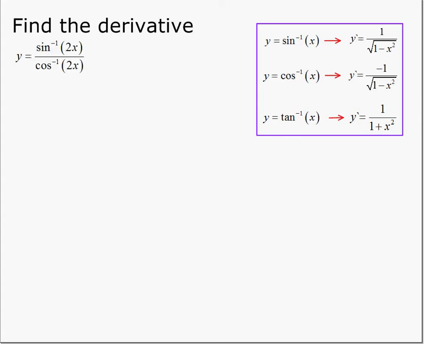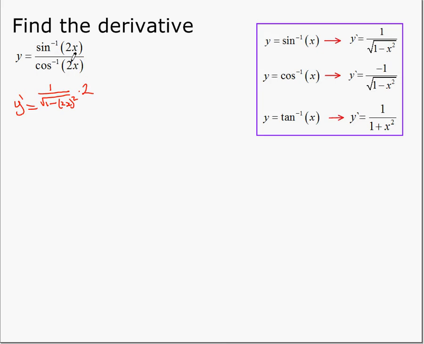In the following example, we're asked to find the derivative of sine inverse of 2x divided by cosine inverse of 2x. This is a quotient, so besides using these two rules, we also have to use the quotient rule. So the derivative then, as per the quotient rule, is the derivative of the top. So the derivative of sine inverse is 1 over root 1 minus 2x squared times 2, the derivative of 2x.